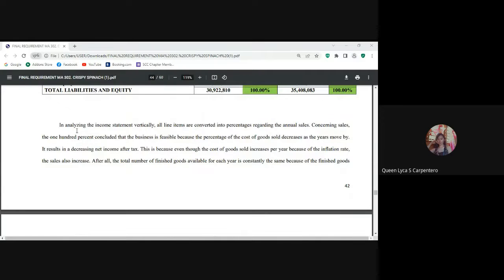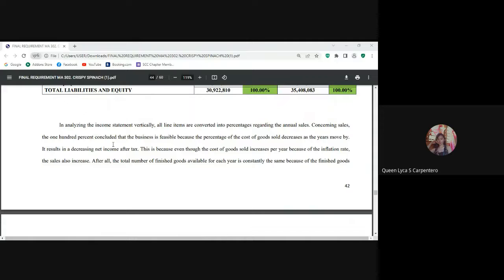So in analyzing the income statement vertically, all line items are converted into percentage regarding the annual sales. So concerning the sales, the 100% concluded that the business is feasible because the percentage of the cost of goods sold decreases as years move by. It results in the decreasing net income after tax.